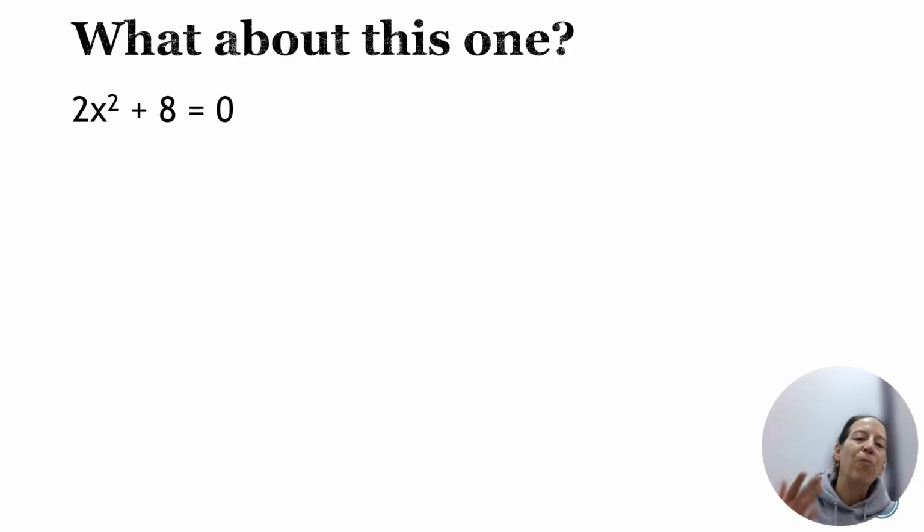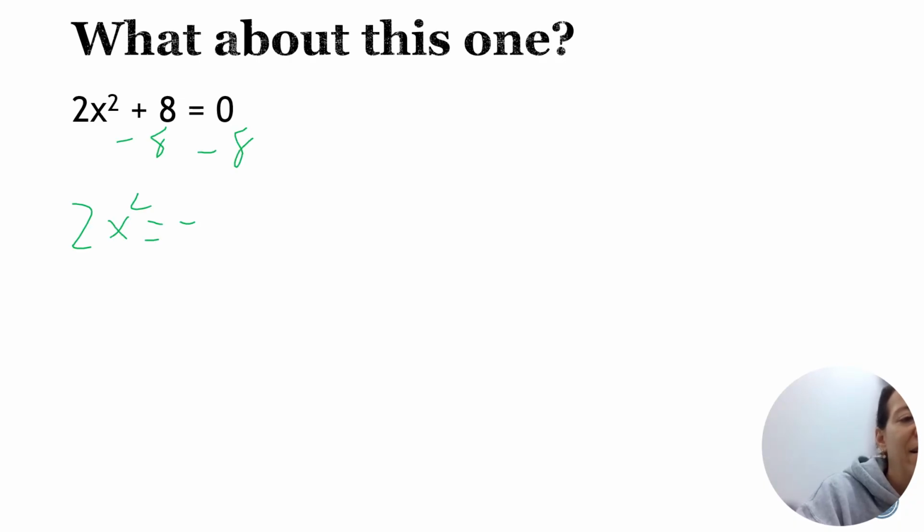Okay, now what about this one? Okay, so this one looks like, okay, the b is 0. I don't see an x. I just see an x squared. So we're like, okay. So let's take a peek at that. So we could start by subtracting 8 from both sides. So yay. Okay, and then we divide both sides by 2. And so I get x squared is equal to -4.